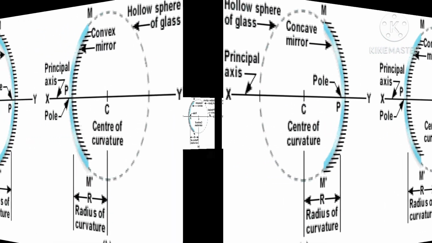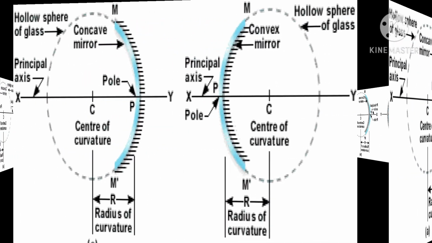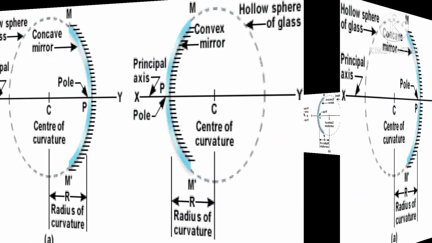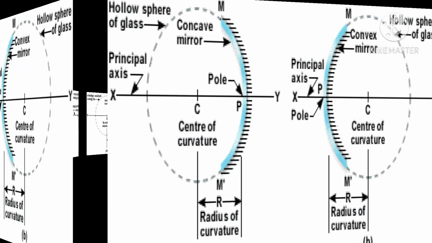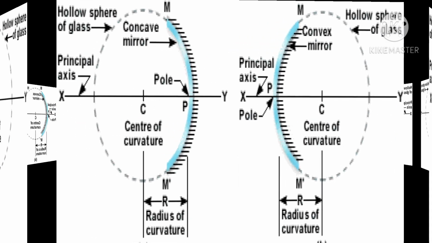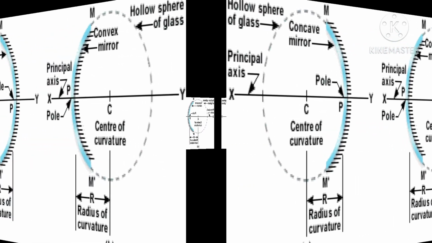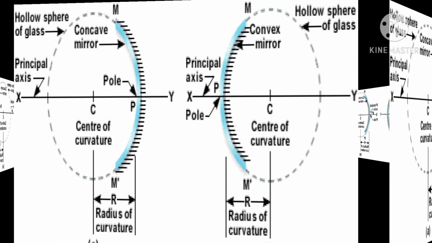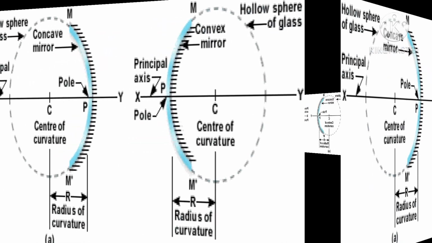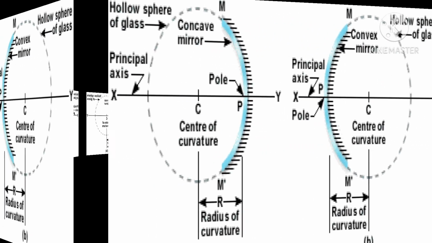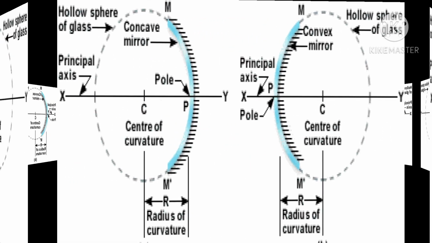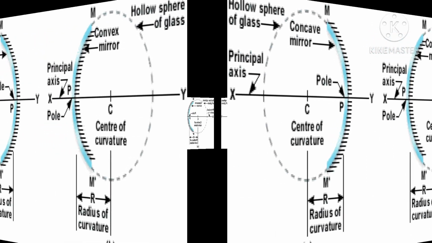The very first, center of curvature. The center of the sphere of which the spherical mirror is a part is called the center of curvature of the spherical mirror. The second is pole. The center of the reflecting surface of a spherical mirror is called its pole and it is represented by capital P. The third one is principal axis. The imaginary line passing through the center of curvature and the pole of a spherical mirror is called principal axis of the mirror.